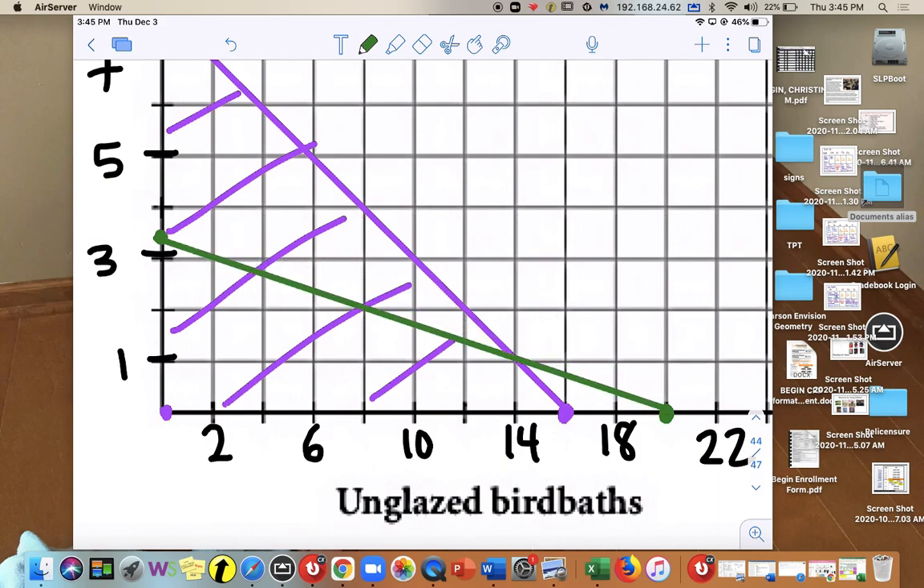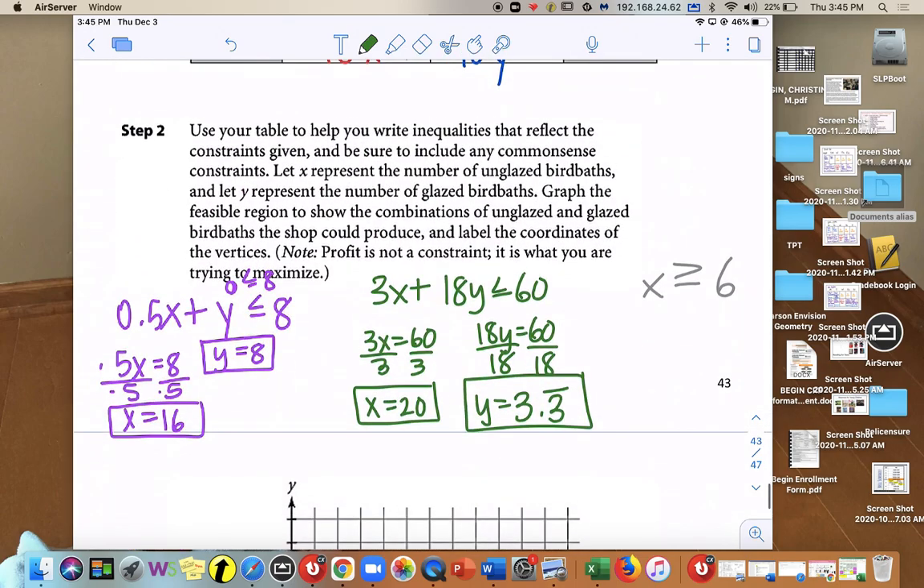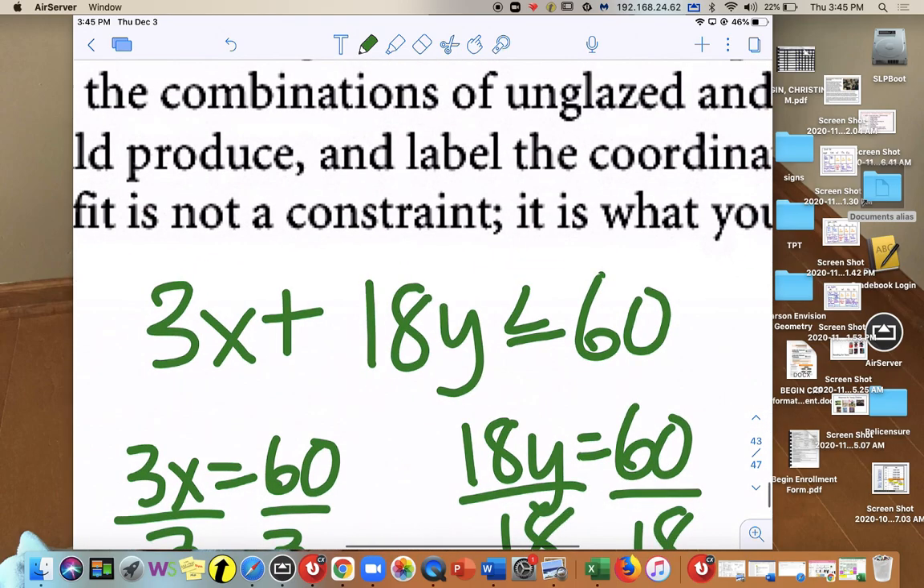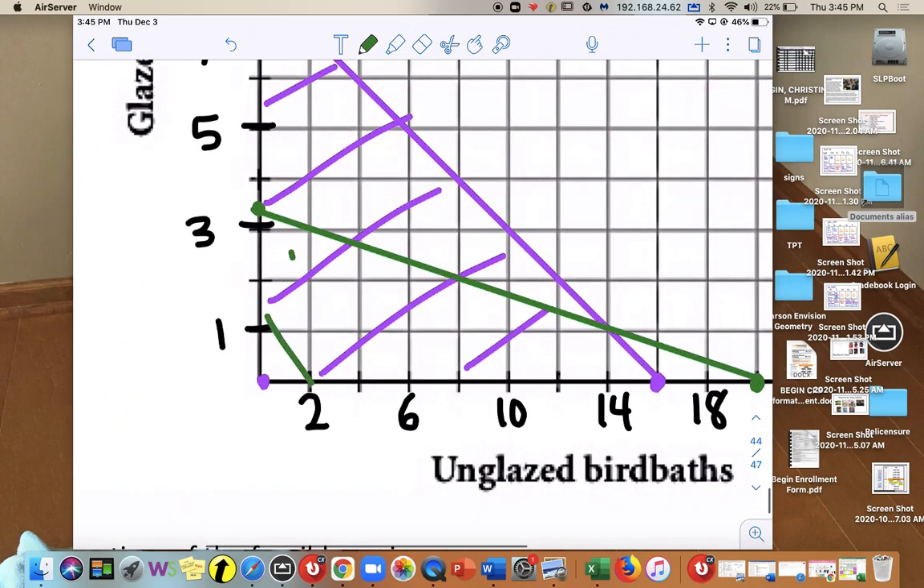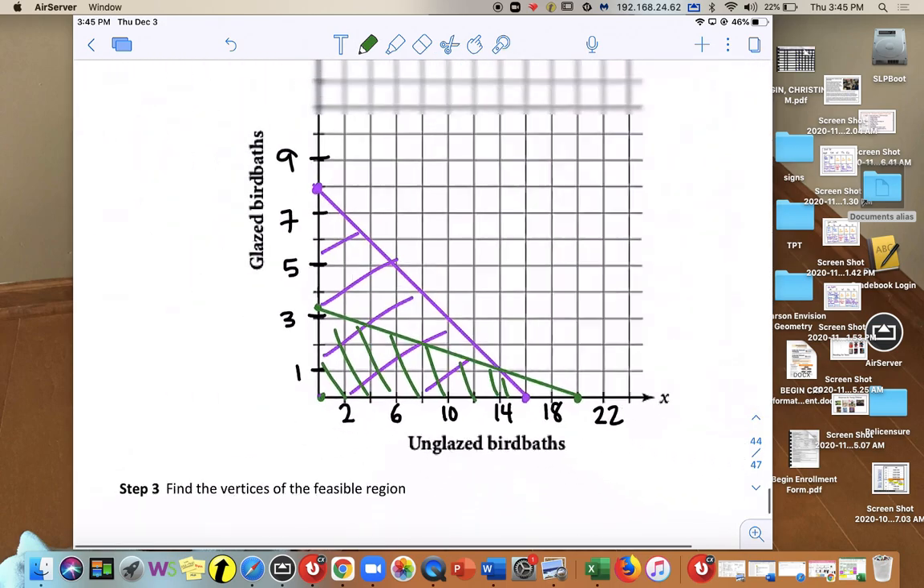All right, so now let's shade it. Again, it's a less than, so I'm assuming we shade under the line, but let's test 0, 0. Is 0 less than or equal to 60? Yes, it is. So we're going to shade below the green line, and I'm going to shade the area that's already shaded. Okay, so there it is. Again, here's 0, 0. It's below the line. There's our double shaded area.